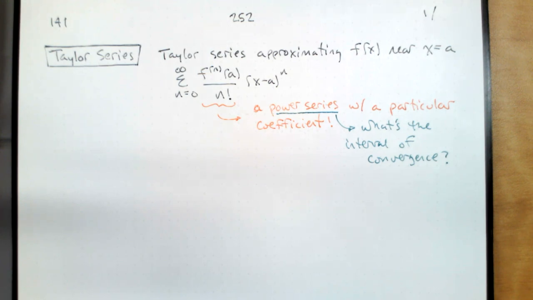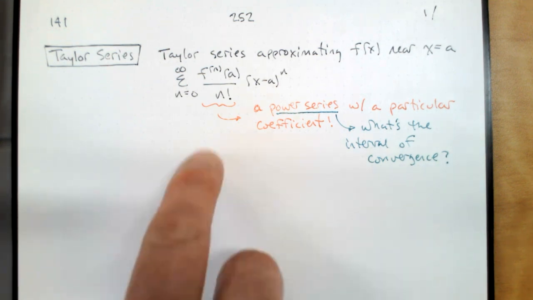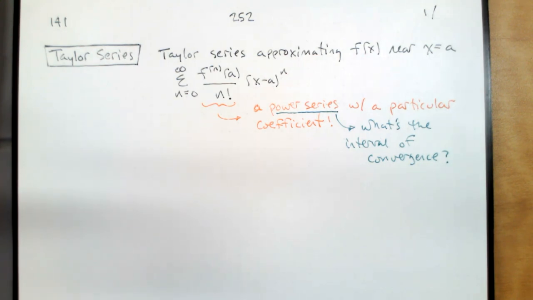If you would recall, last week we introduced the Taylor series, approximating a function near a point. This is just a Taylor polynomial, but what we're doing is taking a Taylor polynomial, we keep going, and then it becomes a Taylor series. A Taylor series is just a power series, but with a particular coefficient. It's a power series with the coefficient defined this way based on a function. And since we're dealing with a power series, we always have to remember our primary concern is what is the interval of convergence for the power series?